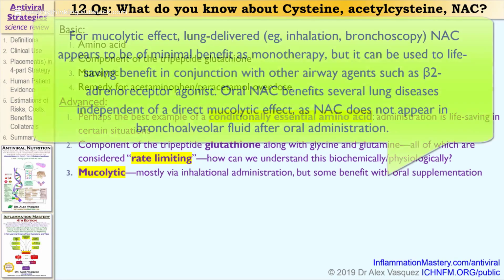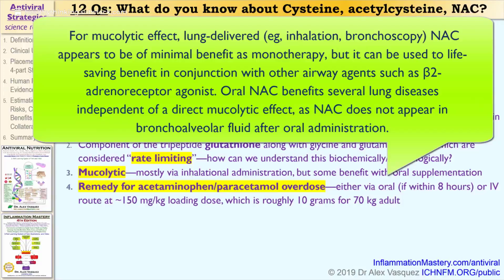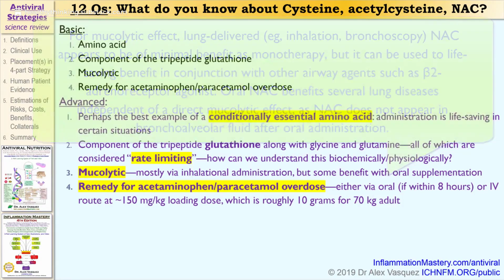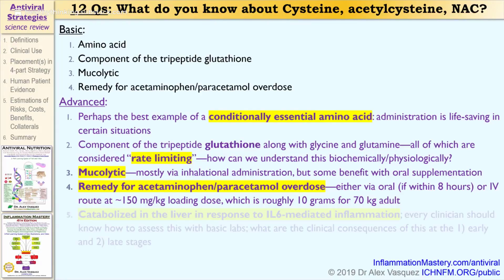As I said before, it's mucolytic, mostly via the inhalational route, but we do see significant benefit with oral supplementation as well. As I mentioned before, it's a remedy for liver toxicity due to acetaminophen or paracetamol overdose. Usually that's in the setting of a suicide attempt, and I've given you some dosages here. Intravenous is equivalent to oral therapy if started within 8 hours of the poisoning. After 8 hours, intravenous administration provides greater benefit.